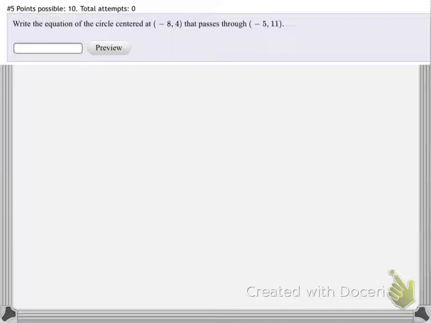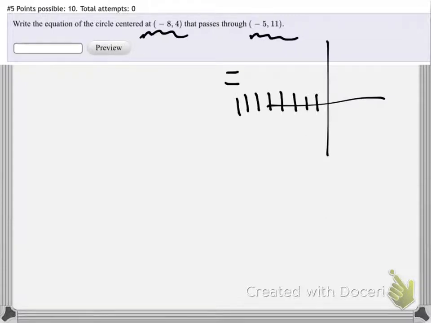Okay, write the equation of the circle centered at this point passing through this point. This is going to be weird, but similar. So this time they gave us a center point. The center point is at -8, comma 4. So 1, 2, 3, 4, 5, 6, 7, 8 over, up 4, and there's the dot. And then they say it also passes through a different dot, -5, comma 11. So 1, 2, 3, 4, 5, comma 1, 2, 3, 4, 5, 6, 7, 8, 9, 10, 11. I'm way at the top of the board here.